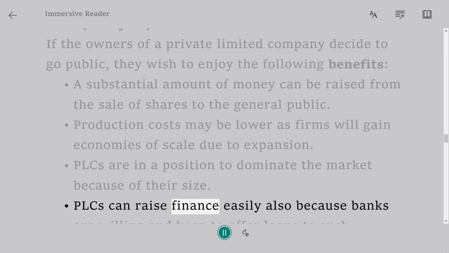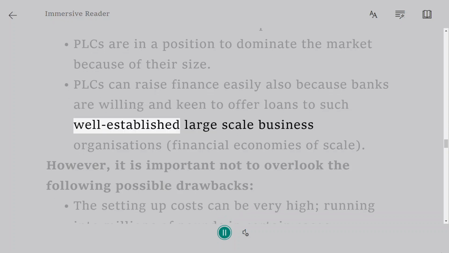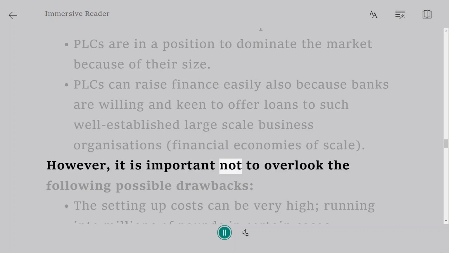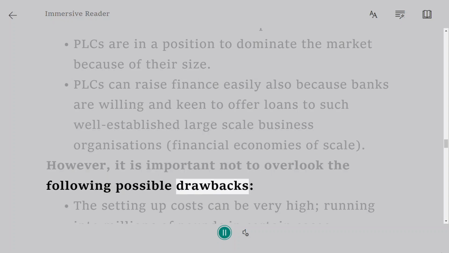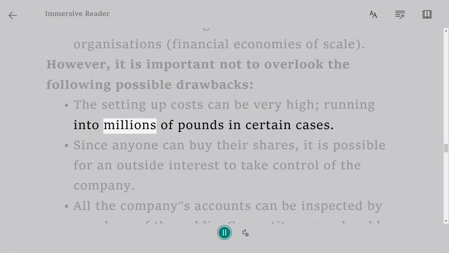PLCs can raise finance easily also because banks are willing and keen to offer loans to such well-established large-scale business organizations, financial economies of scale. However, it is important not to overlook the following possible drawbacks. The setting up costs can be very high, running into millions of pounds in certain cases.